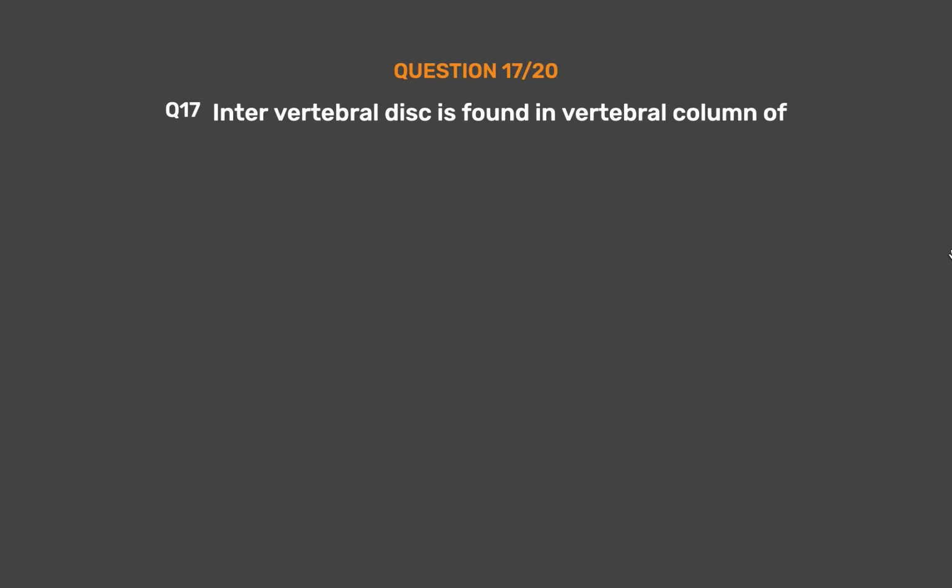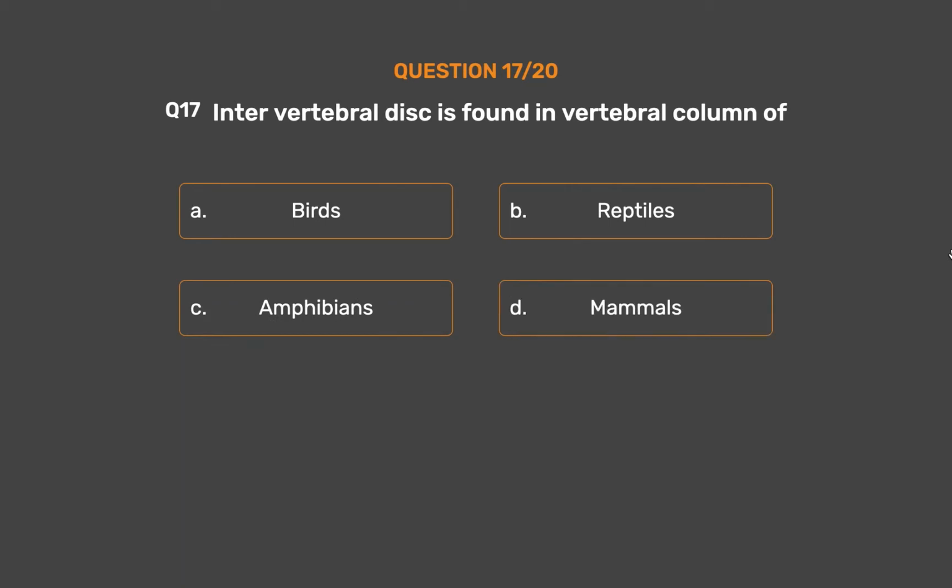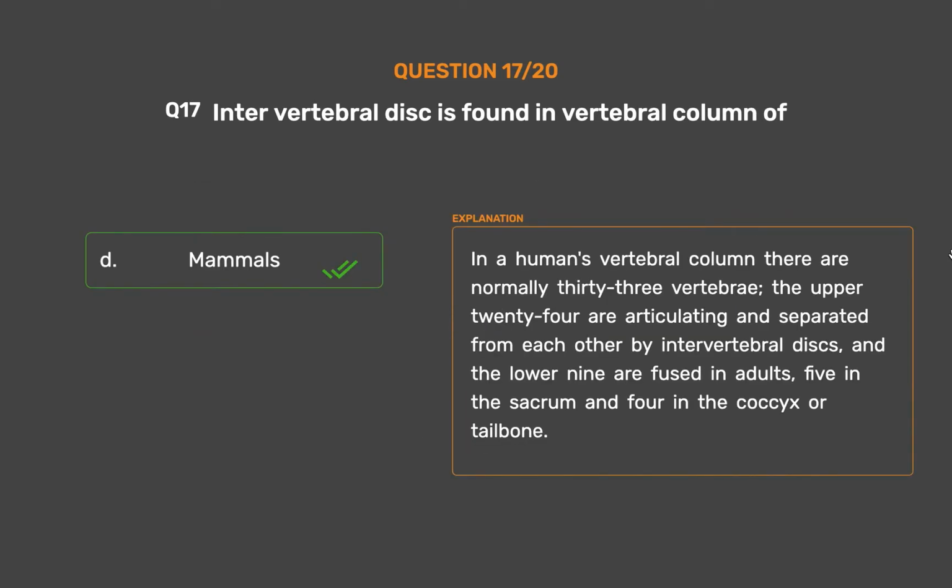Question number 17. Intervertebral disc is found in vertebral column of option A, birds. Option B, reptiles. Option C, amphibians. Option D, mammals. The correct answer is option D, mammals. In a human's vertebral column there are normally 33 vertebrae. The upper 24 are articulating and separated from each other by intervertebral discs, and the lower 9 are fused in adults, 5 in the sacrum and 4 in the coccyx or tailbone.